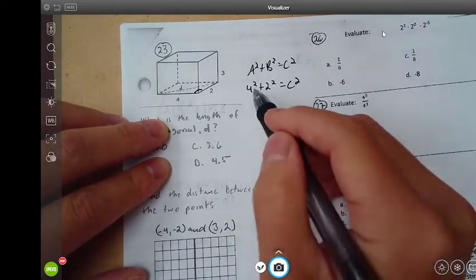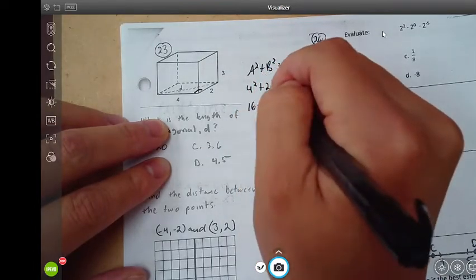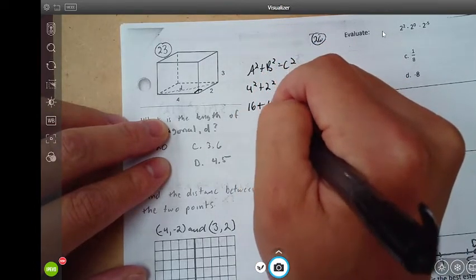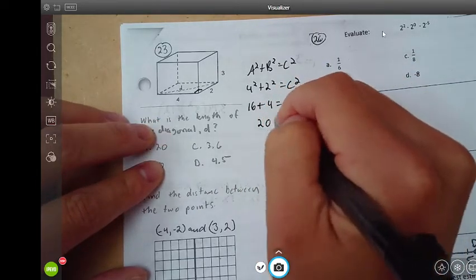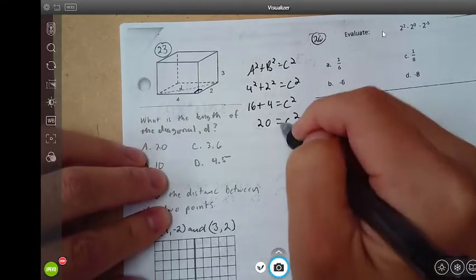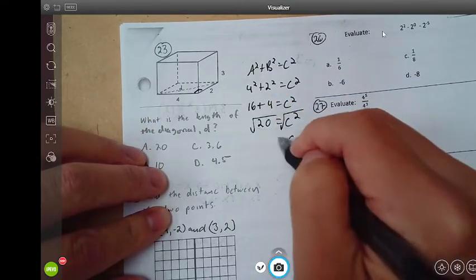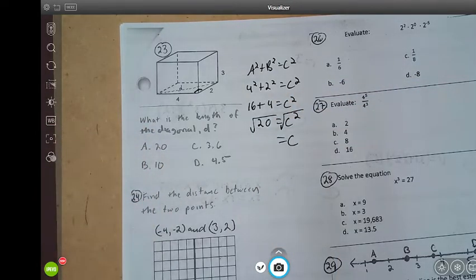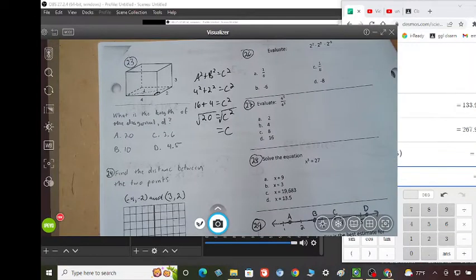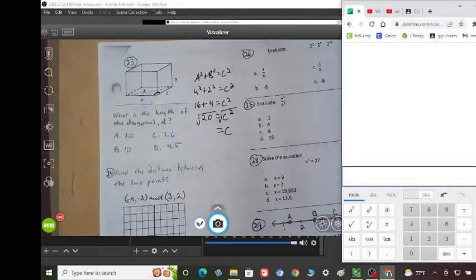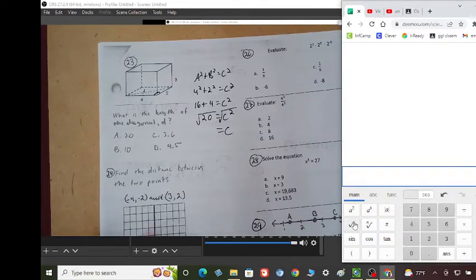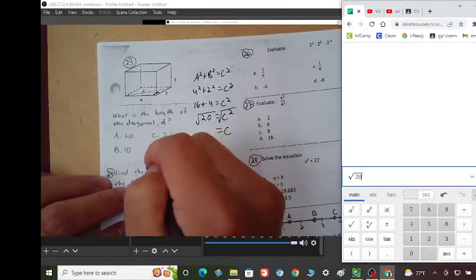So 4 squared is 16. 2 squared is 4. 16 plus 4 is 20. I'm going to take the square root, so c equals the square root of 20. Let's clear these other ones. The square root of 20 is 4.47, so about 4.5 units.